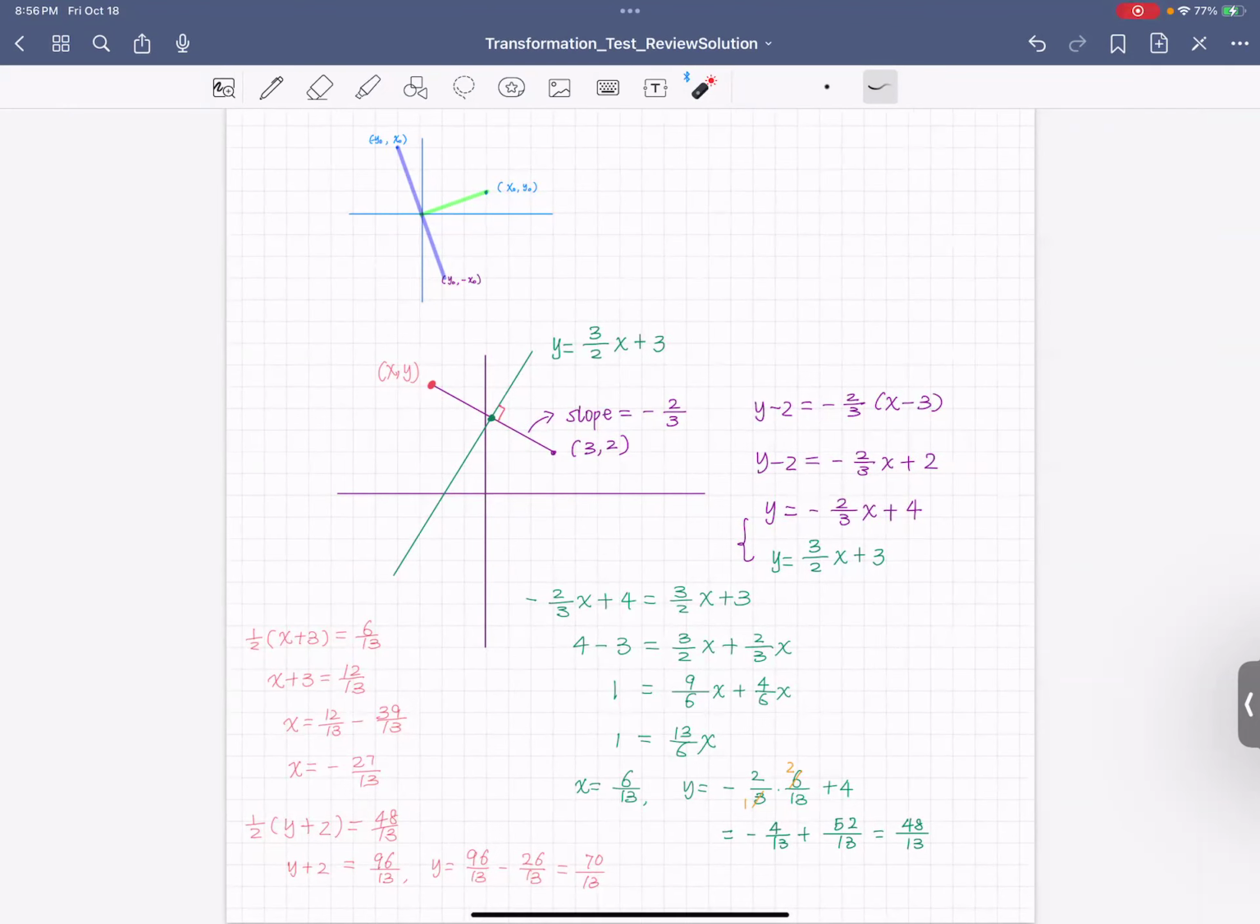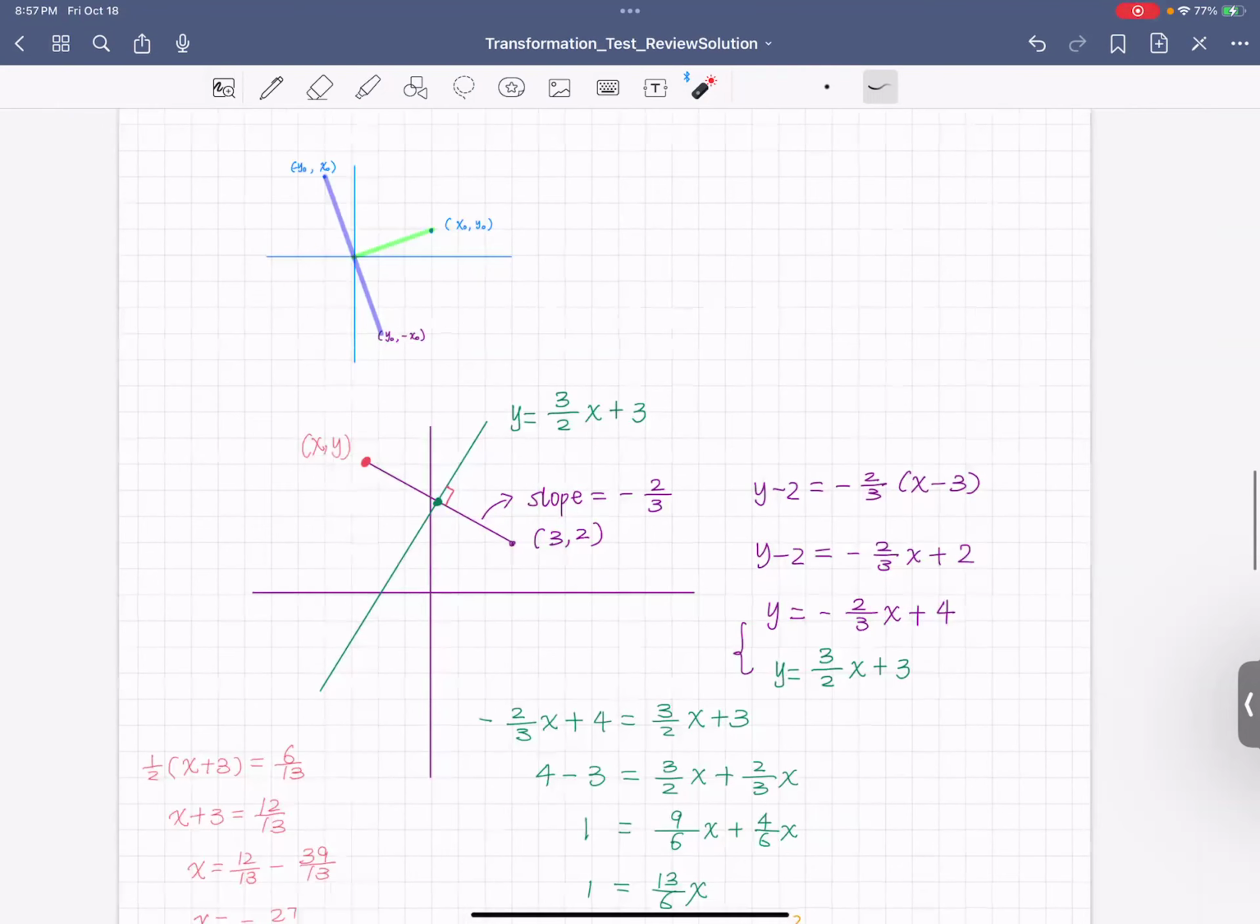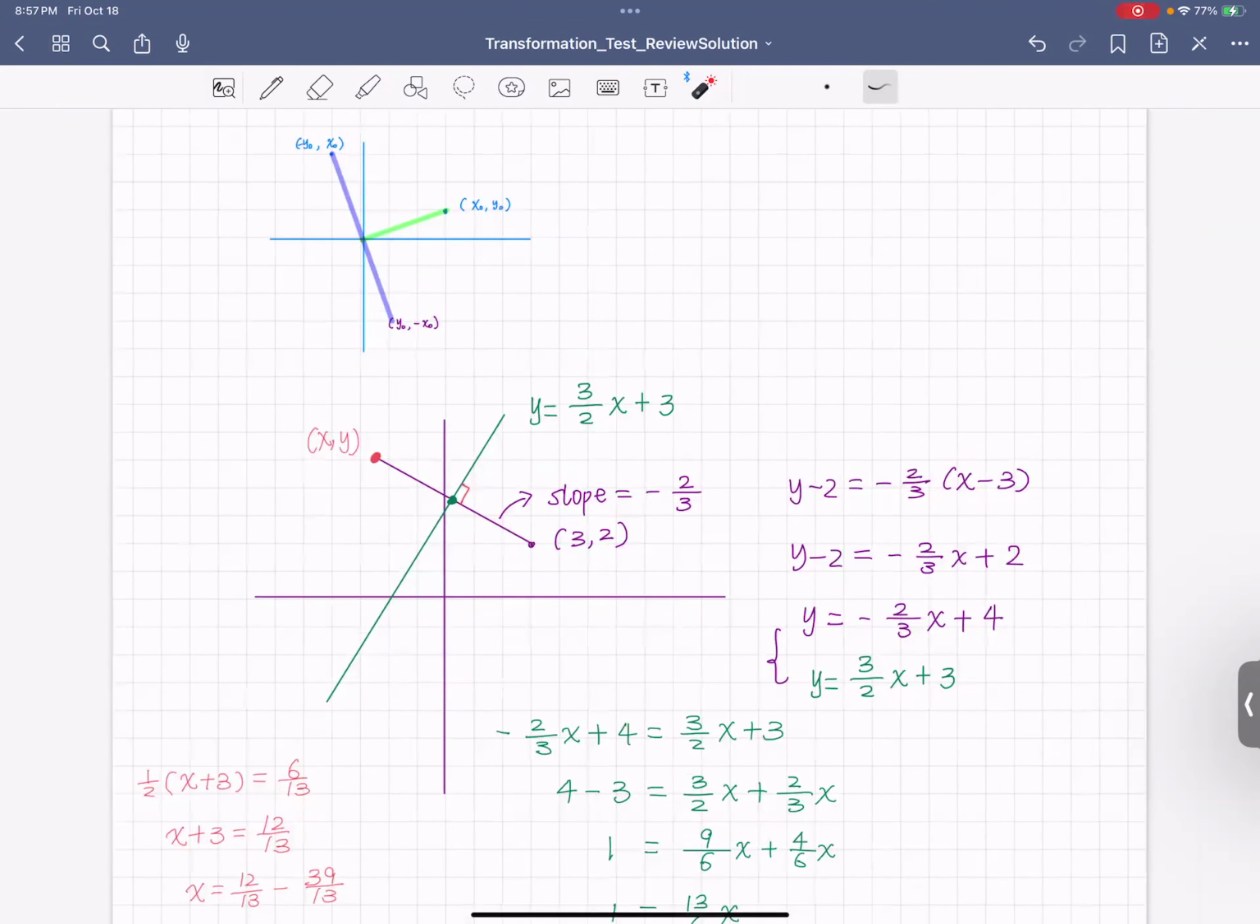I designed this question on purpose so that each part has numbers that are not friendly. If you send me your work, I'll check. If you did it correctly, I will announce your name. If I don't announce your name, that means there is a careless mistake.